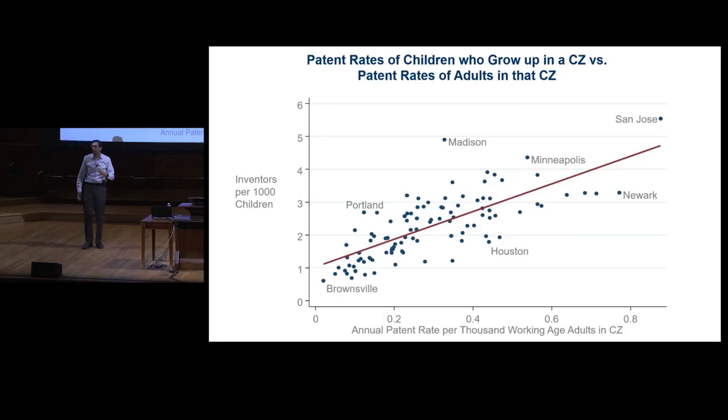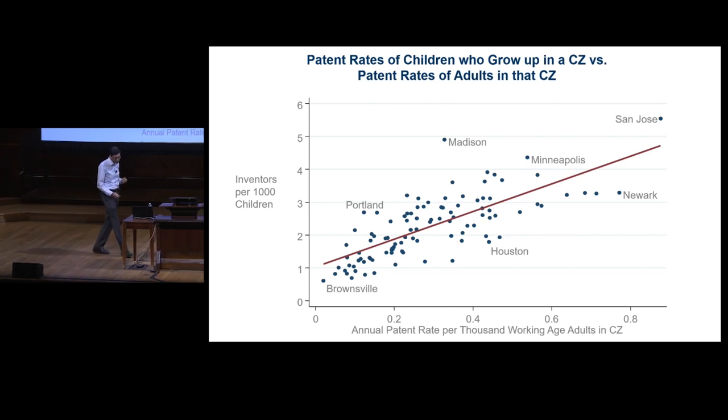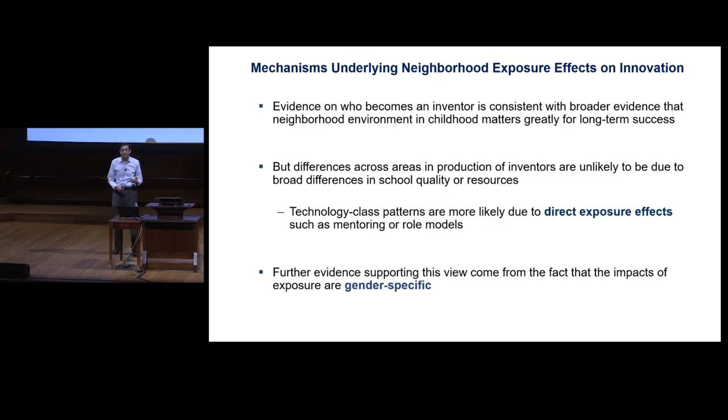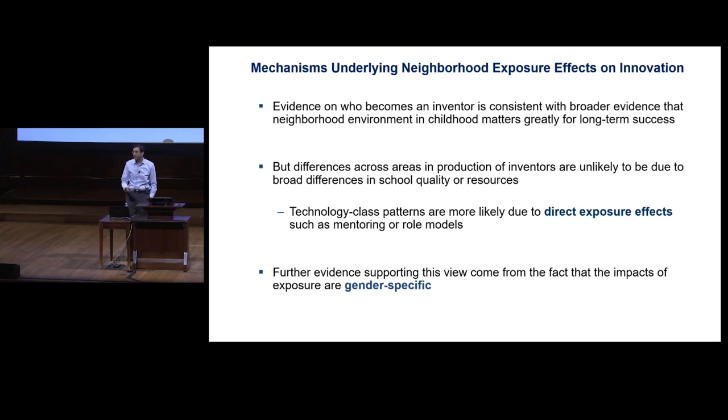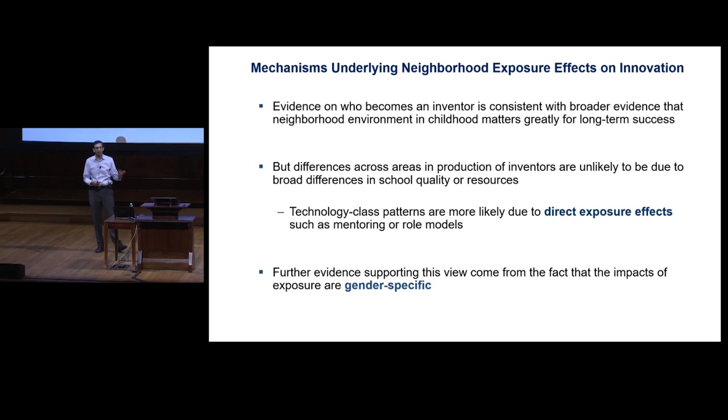And more broadly, we discussed evidence that it's not just whether you become an inventor or not, but the type of innovation, the field you go into, that's greatly influenced by what's going on around you, where you are growing up. Okay, so that evidence on who becomes an inventor that we talked about at the end of the last lecture, you'll note is consistent with the broader evidence that we've talked about over several lectures that neighborhood environments in childhood really seem to matter for kids' long-term success, not just in terms of whether you become an inventor, but in terms of earnings, in terms of college attendance rates, teenage birth rates, you know, various outcomes that we've talked about.